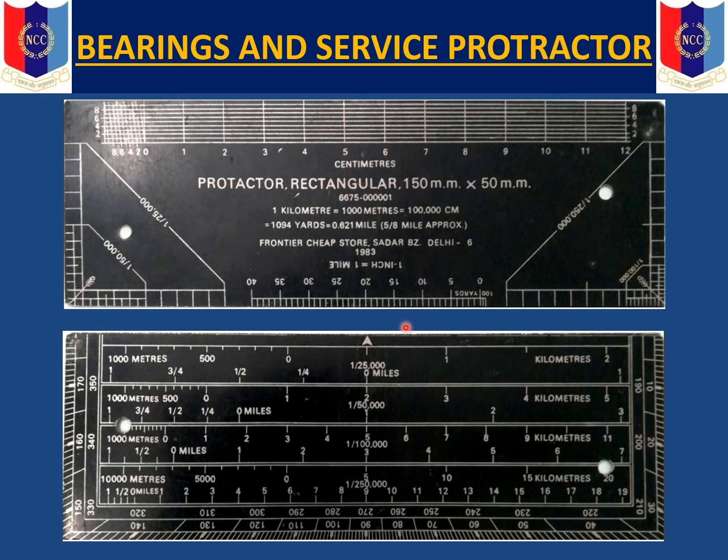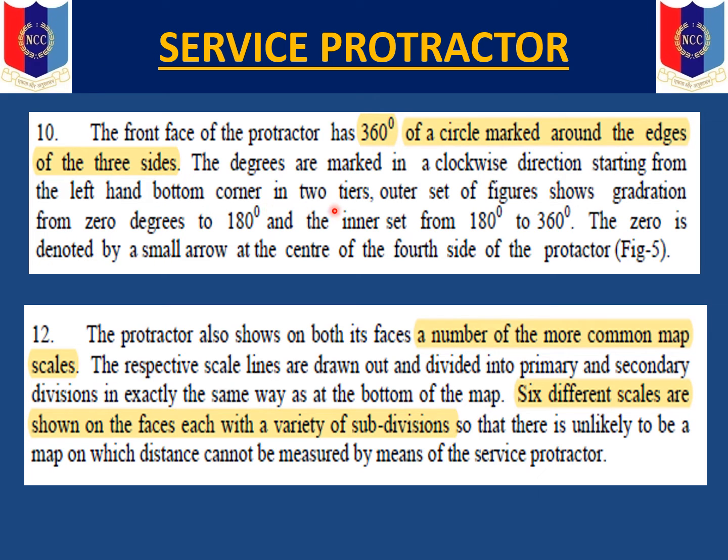And supposing the measurement is more than 180 up to 360 degrees, you will flip the service protractor onto this side, center being the same here, and then read the magnetic bearing from again clockwise direction 180, 190 towards 360. As I already told you, the degrees are marked in a clockwise direction starting from the left hand bottom corner, 0 to 180 degrees and from 180 to 360 degrees.